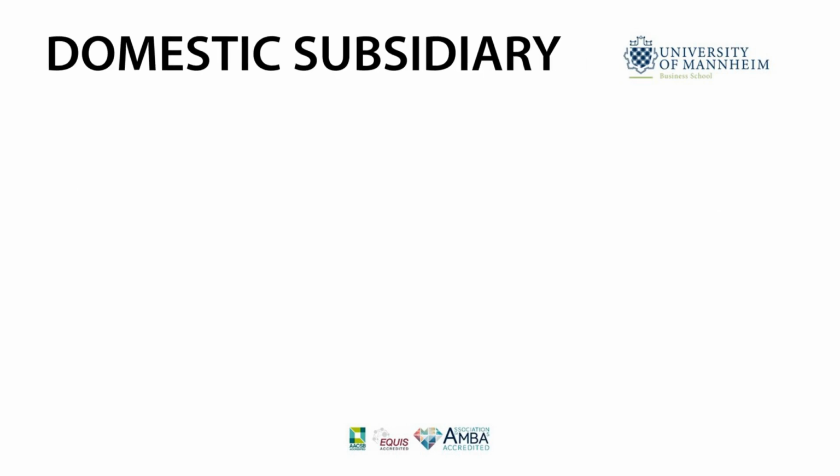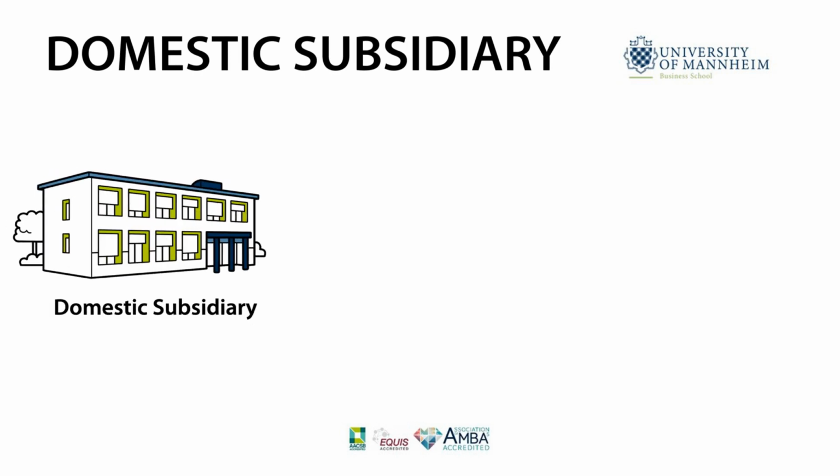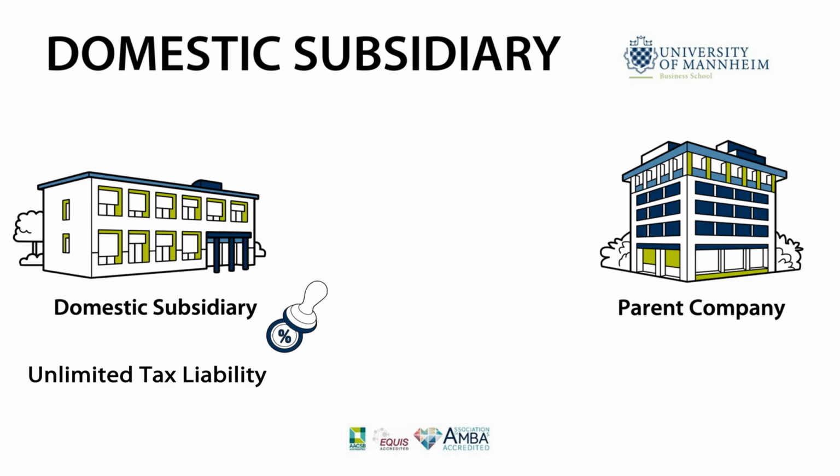You may wonder how the subsidiary will be taxed. First, let's consider the case of a domestic subsidiary. Since the subsidiary is taxed independently of the parent, according to the worldwide principle, it is subject to an unlimited tax liability. At the same time, the parent entity is also subject to an unlimited tax liability on its worldwide income in its country of residence.